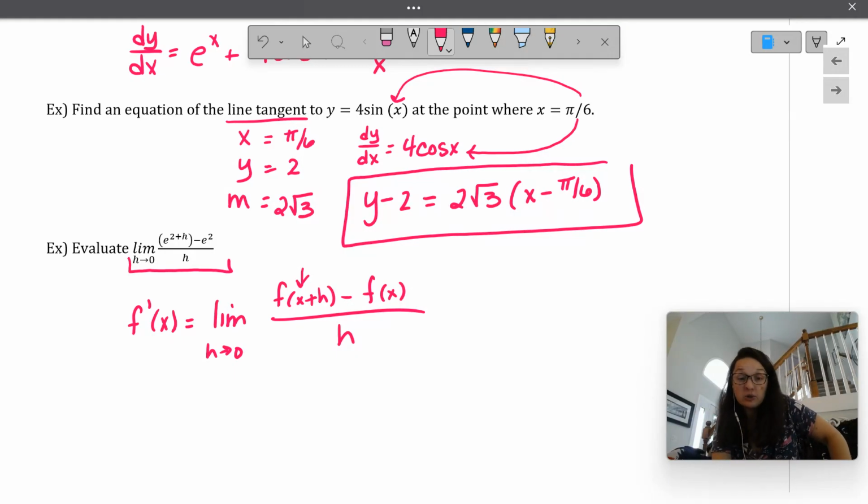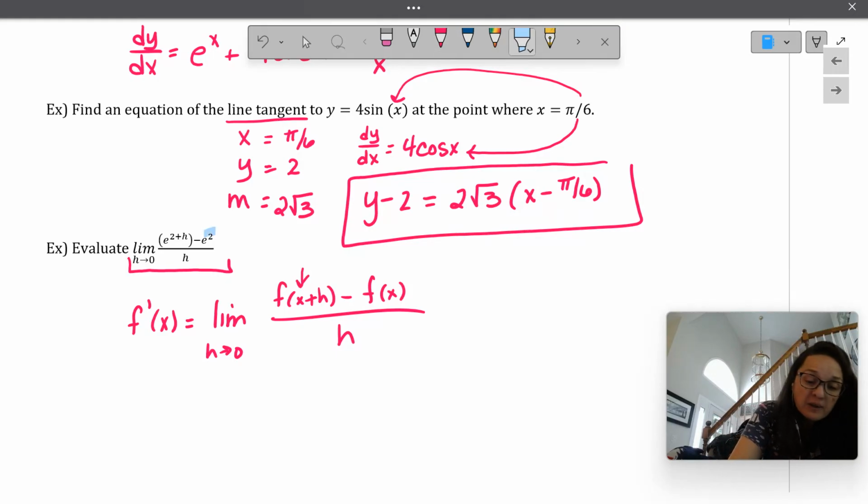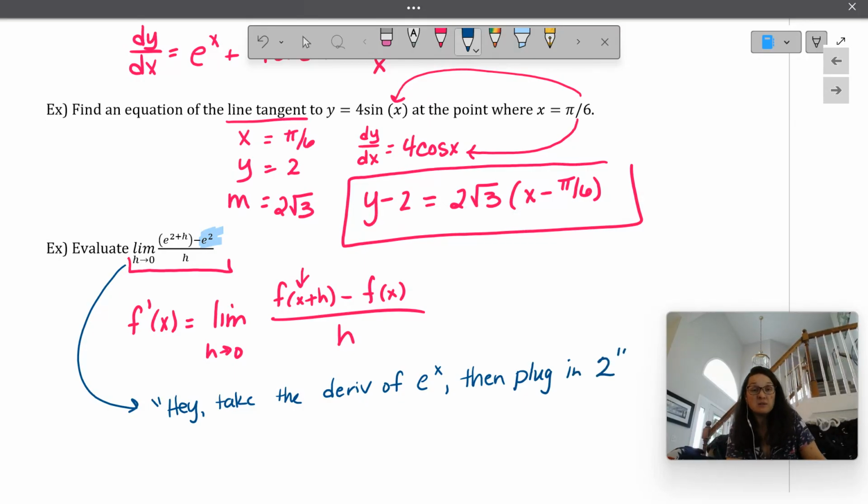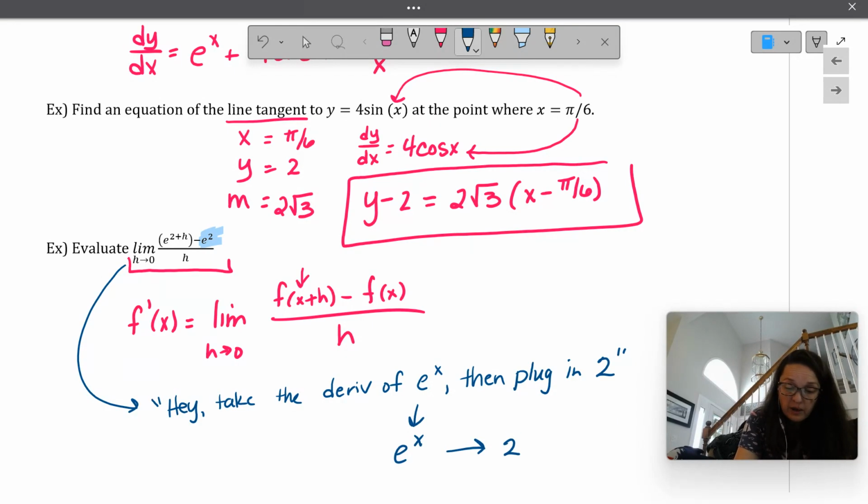What am I taking the derivative of? The thing that's being subtracted. So this limit actually translates to, hey, take the derivative of e to the x, then plug in 2. That's what that means. Well, I'll do that then. The derivative of e to the x is e to the x. Plugging in 2, I get e squared.